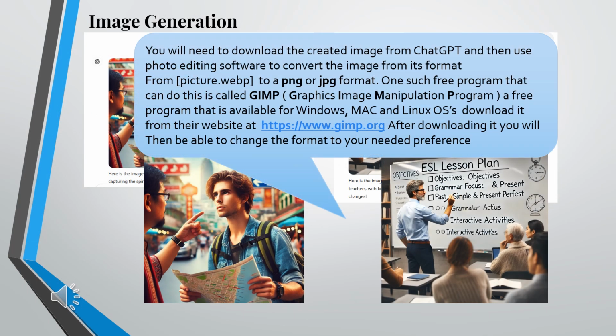You will need to download the created image from ChatGPT and then use photo editing software to convert the image from its format, from picture.webp to a PNG or JPG format. One such free program that can do this is called GIMP, Graphics Image Manipulation Program, a free program that is available for Windows, Mac, and Linux OSs.